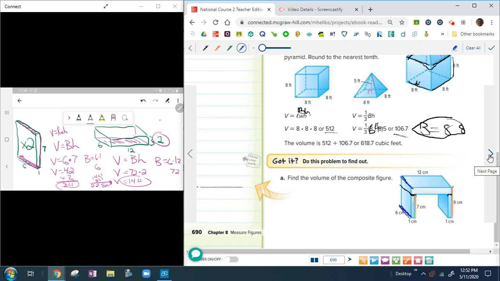All right, where you could have done length times width times height and gotten what are the dimensions? 6 times 1 times 7. Right, and this one would be length times width times height, so that would be 6 times 12 times 2, and progress from there.